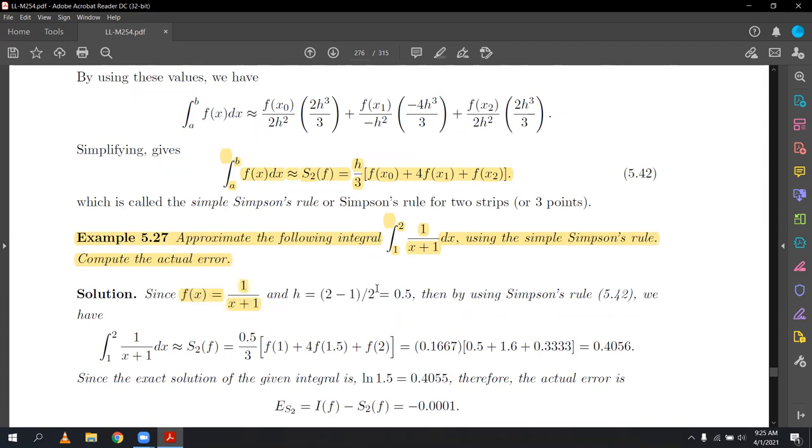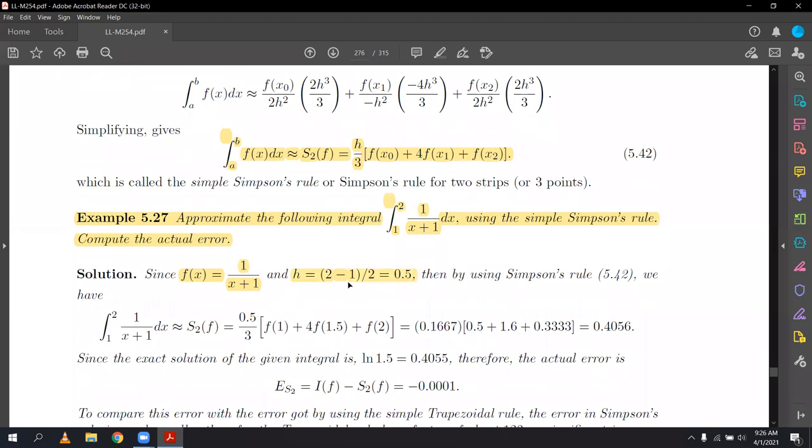What is your h? H is always b minus a divided by 2, because n is equal to 2 for the case of the simple Simpson rule, so h is equal to 0.5. So for the simple Simpson rule, you need 3 points, x0, x1, x2. x0 is your 1, x1 is your 1 plus h, which is 1.5, and your x2 is 2, equally spaced points here.